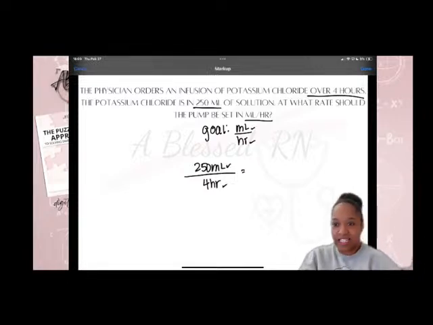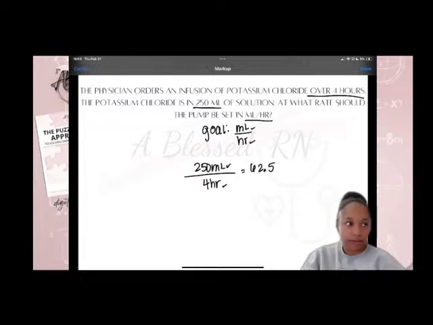Thank you for asking. Okay, so we'll do 250 divided by 4, which is going to be 62.5. All right. Let's see who knows how to round. Who knows how to round? If this asked us to round to the nearest whole number, what would be our answer?